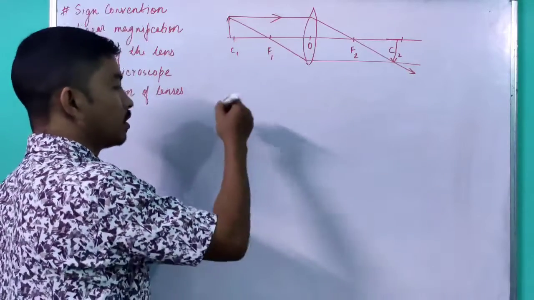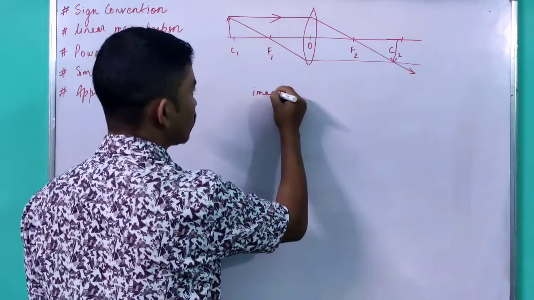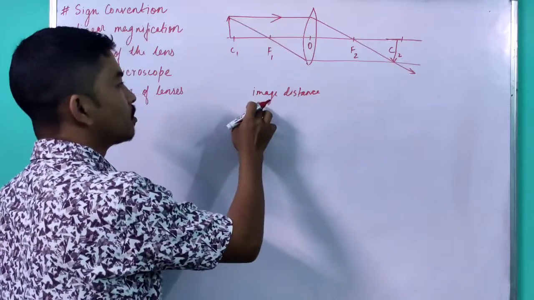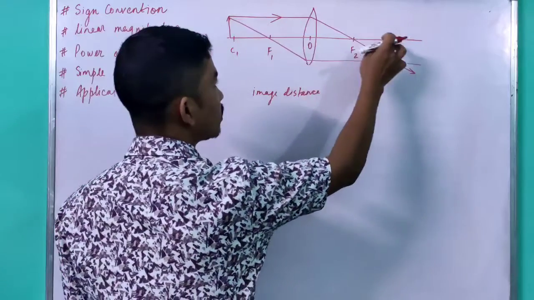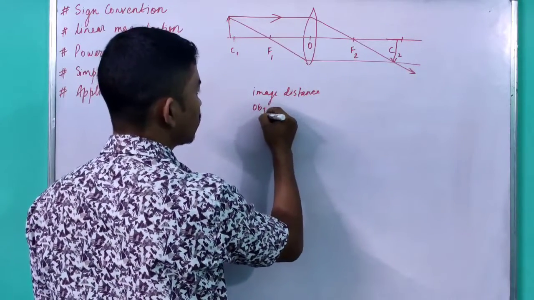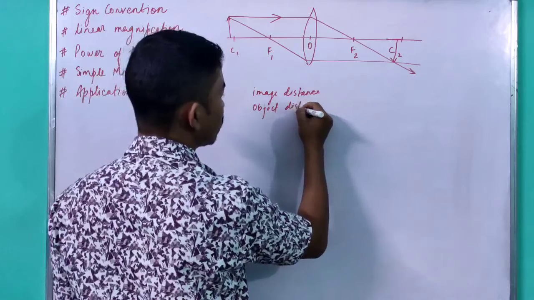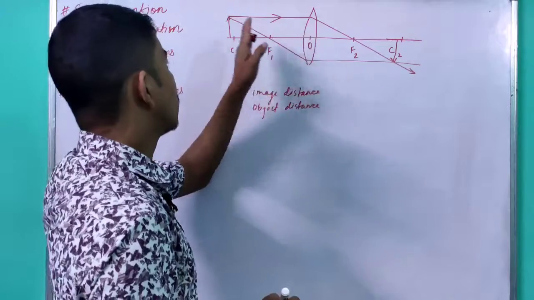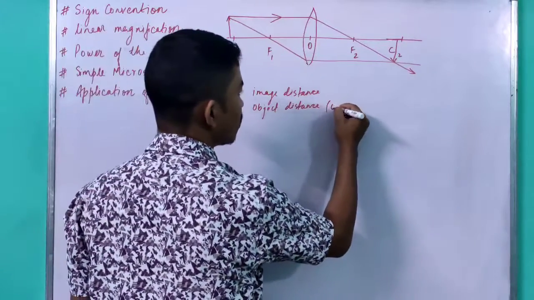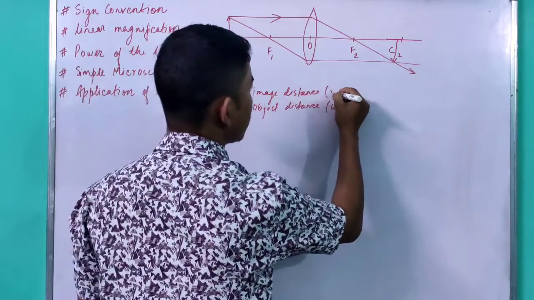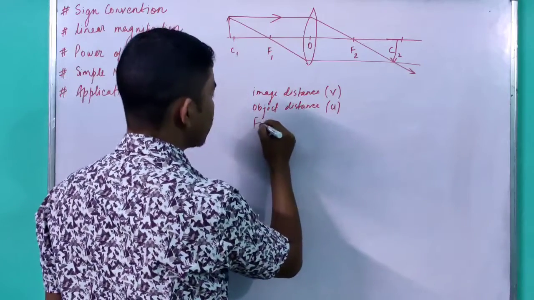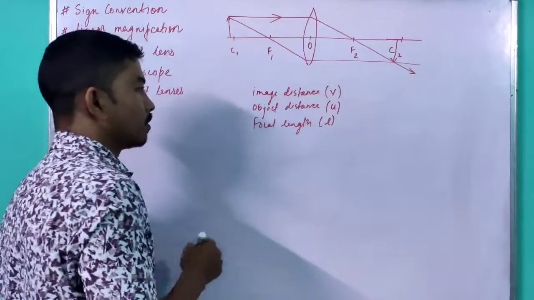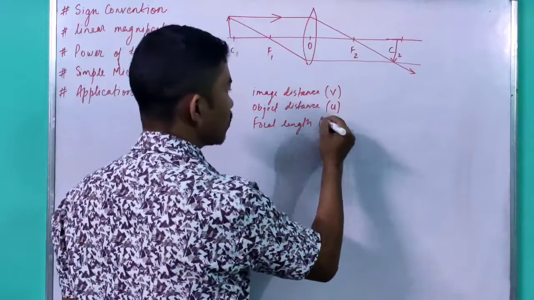Now if you see the image distance, it is defined as the distance from the optical center to the image, and similarly we have the object distance. So what is the object distance? The object distance is the distance from the optical center to the object. The object distance is given by u and the image distance is given by v, and the focal length is given by f.